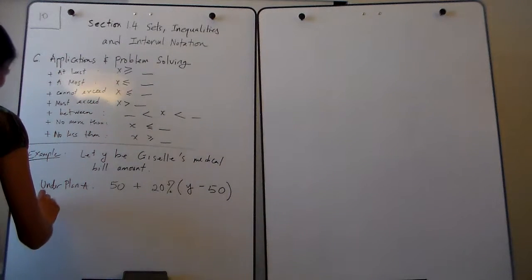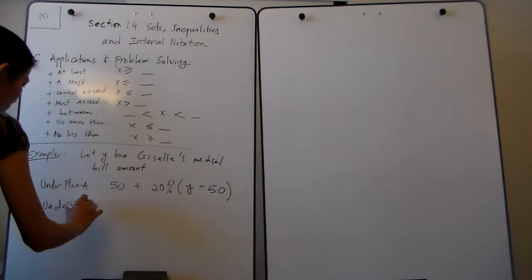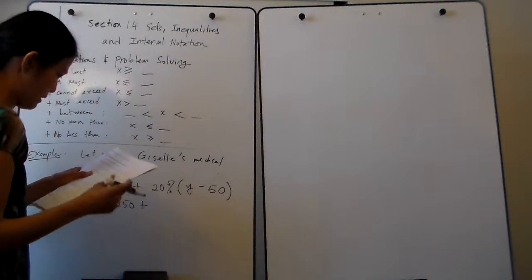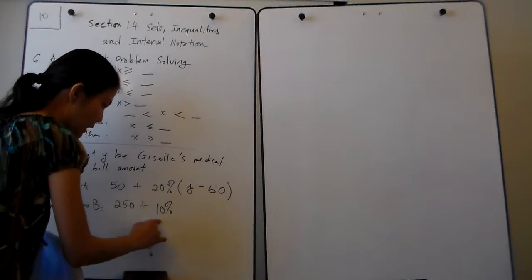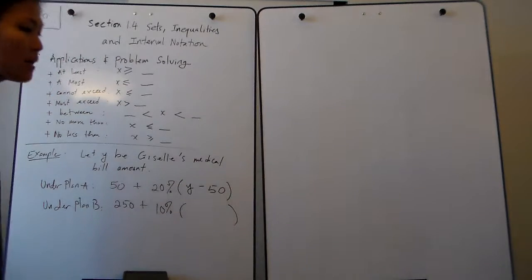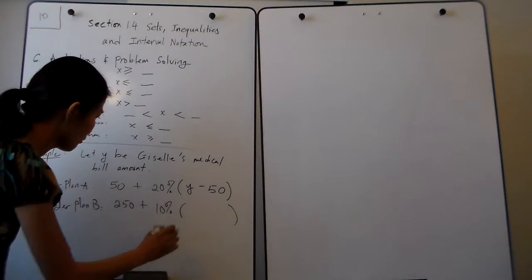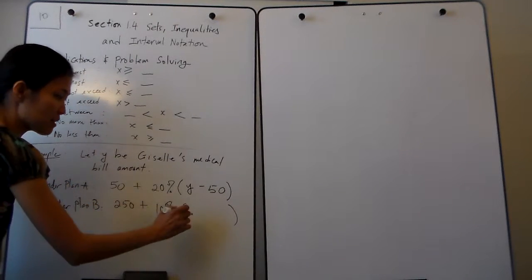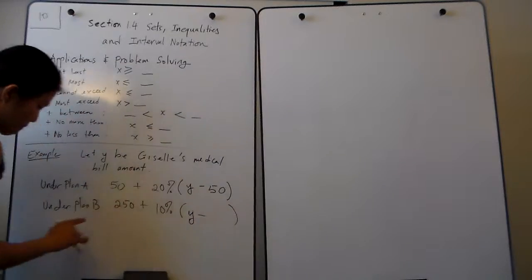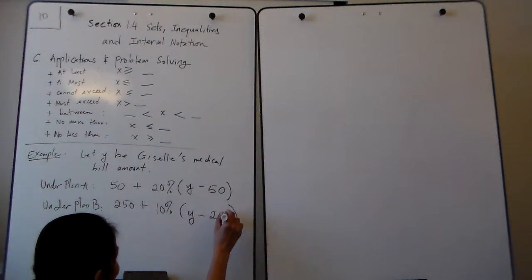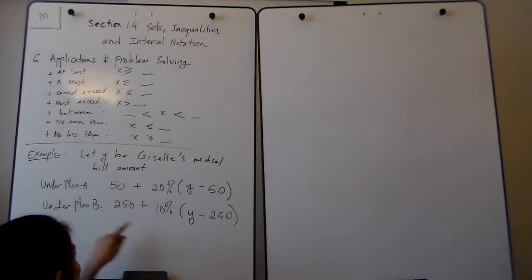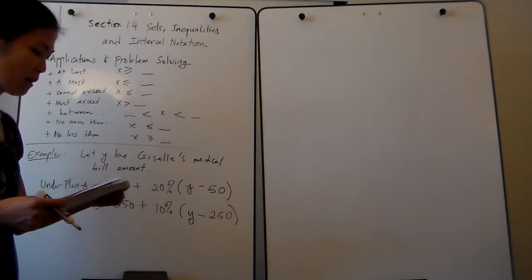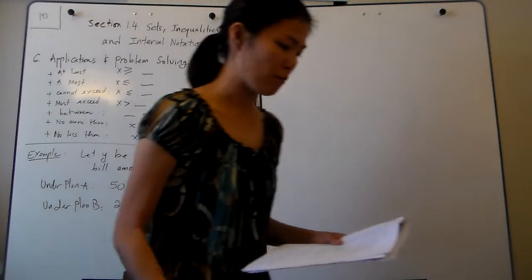So under Plan B, she needs to pay $250 for the first bill and 10%, so cheaper, 10% of the remaining bill amount. So do you see that? Very similar to Plan A, where we have Y subtract 50, which is the amount for the first bill, this case will have Y subtract $250. This is the remaining bills after the first bill. And the question is, find Plan B bill amount less than Plan A bill amount.